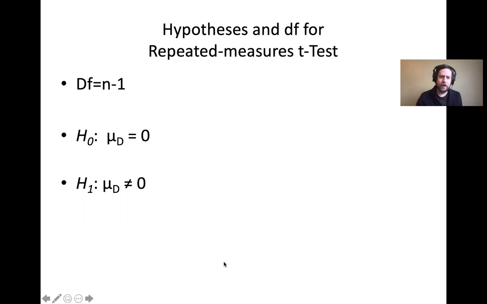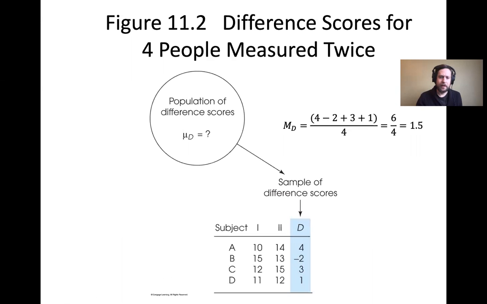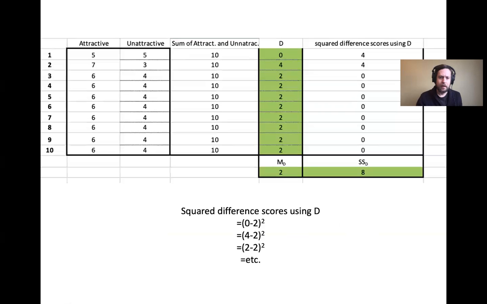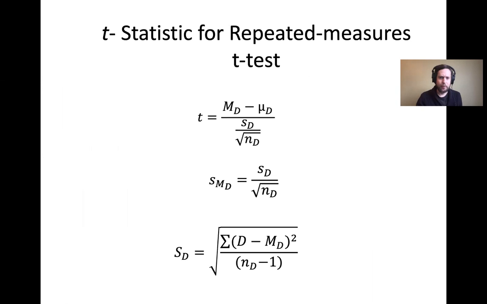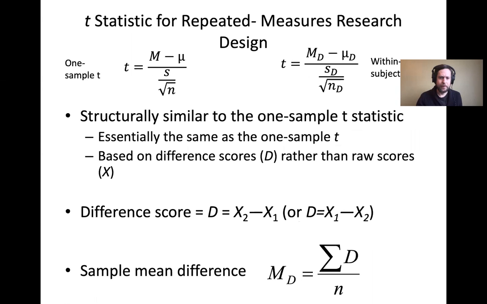We also earlier in the chapter had done one sample t-test as well. There's the repeated measures t. So here was the formula for one sample t-test. And here is the example. Here's the formula for the repeated measures t. Once again, they're structurally identical, except for the repeated measures t, everything has to do with this d, these difference scores. Whereas for the one sample t, it's based on raw x values instead of difference scores.